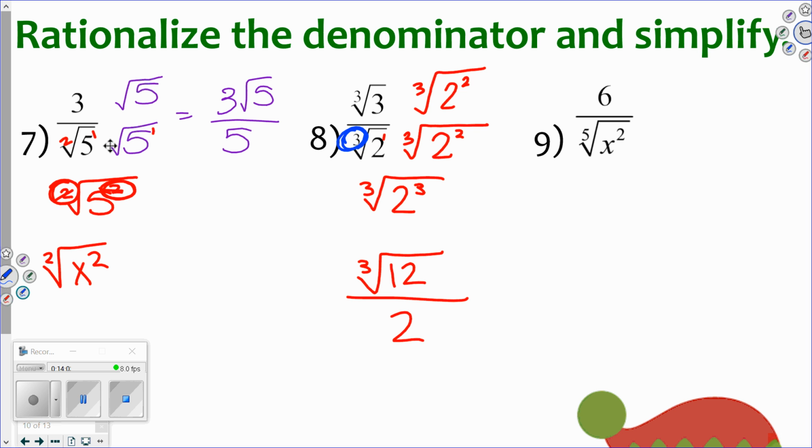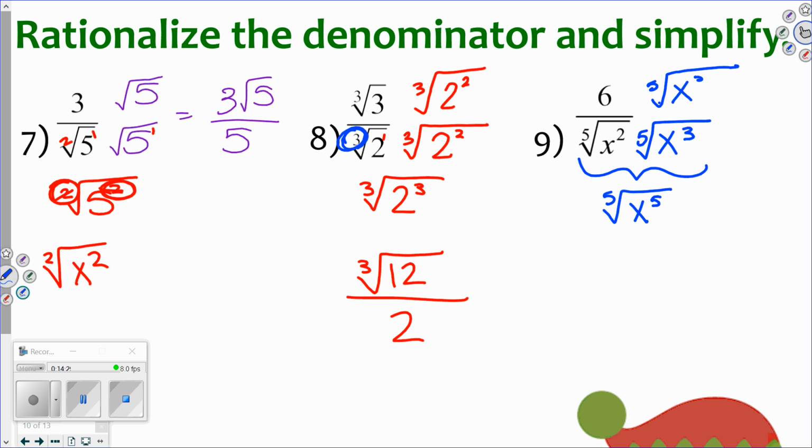So on number 9, I have a 5th root of x squared. How many more x's do I need? I need 3 more. Basic math's hard. I have 2. 3 more will give me 5. Right? So this now has become the 5th root of x to the 5th. Okay. But if I multiply the bottom, I also have to multiply the top. I got to be fair. Yep. So on the top, 6 times the 5th root of x cubed. And on the bottom now just becomes x.